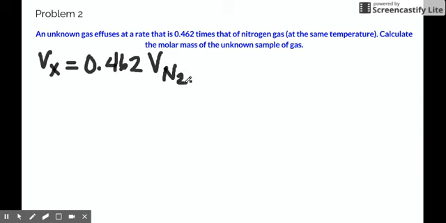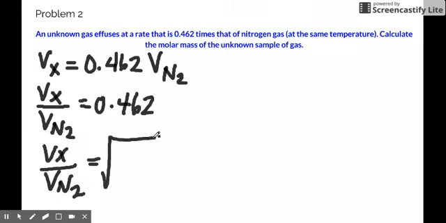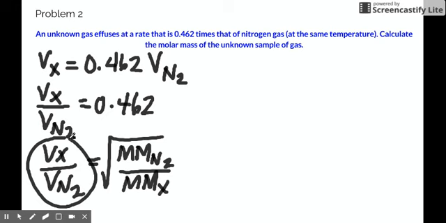Since we put all the V's there, we can get an expression of Vx over V N2 is equal to 0.462. If we extend this to molar mass, we can say that Vx over V N2 is equal to the square root of the molar mass of N2 over the molar mass of X, which is equal to 0.462. Now we're given the rate ratio, and we are asked to solve for the molar mass of X.